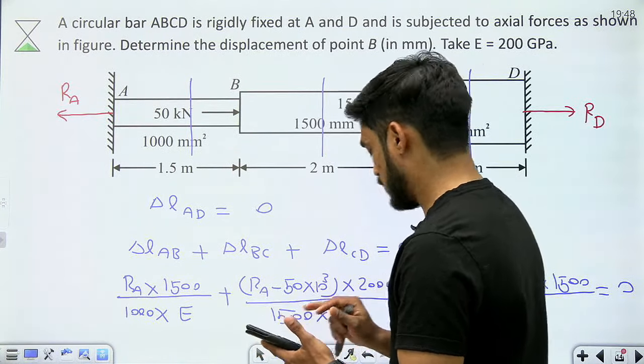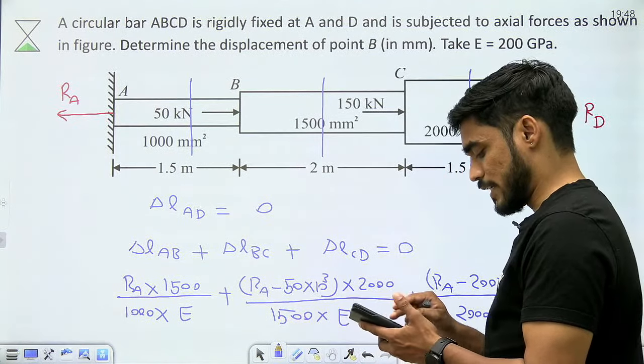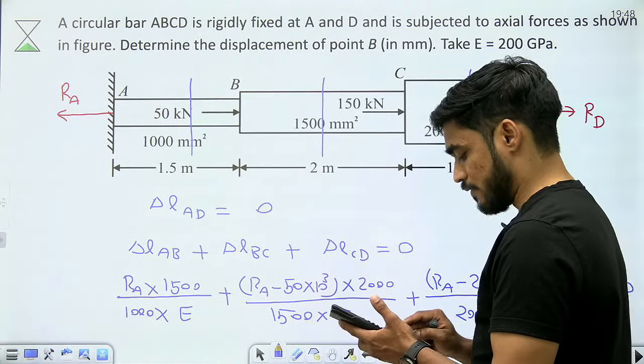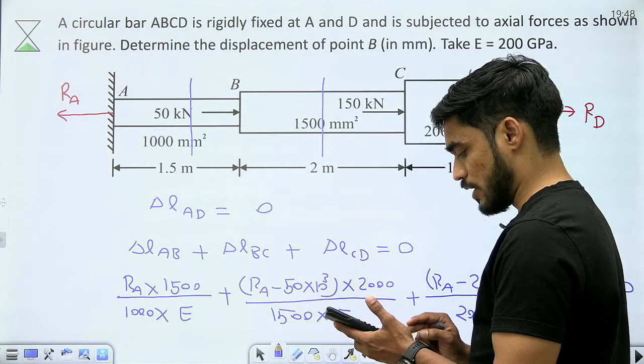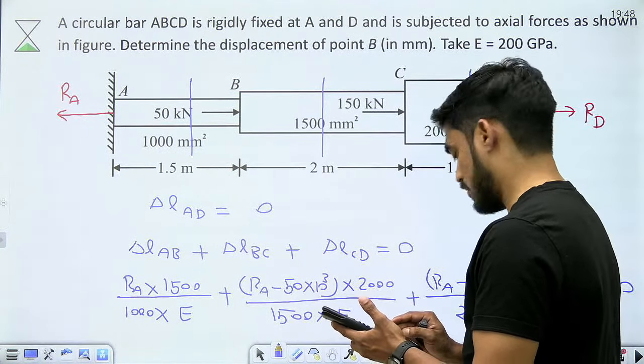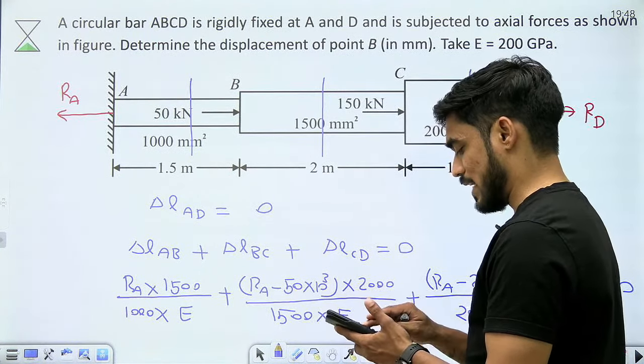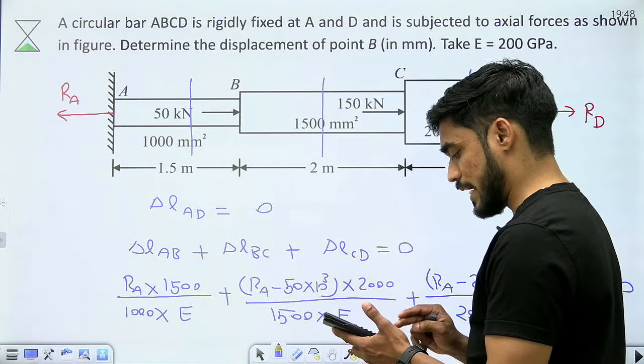I have a calculator which can solve the equation. So if you have a calculator which can solve the equation, use that, or you can use the scientific calculator that will be given in the GATE.